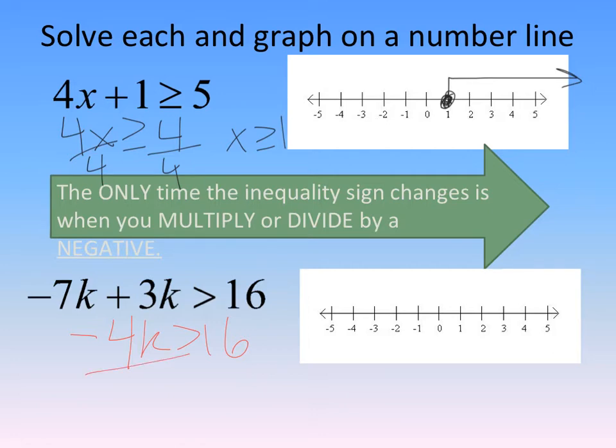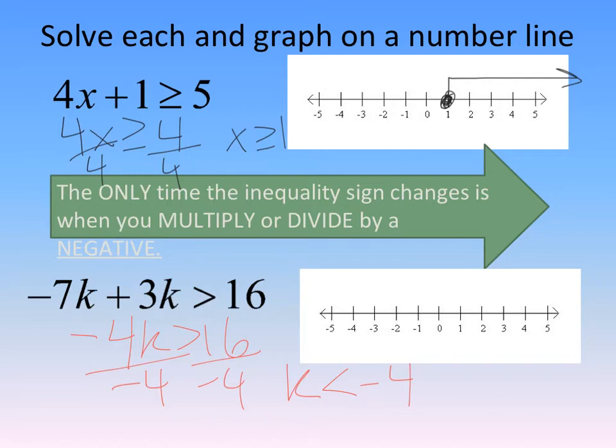So to undo times, undo multiplication, I divide by negative 4. Now here's the kicker. So I'm going to have k. 16 divided by negative 4 is negative 4. When I divide by a negative, what happens with the inequality?